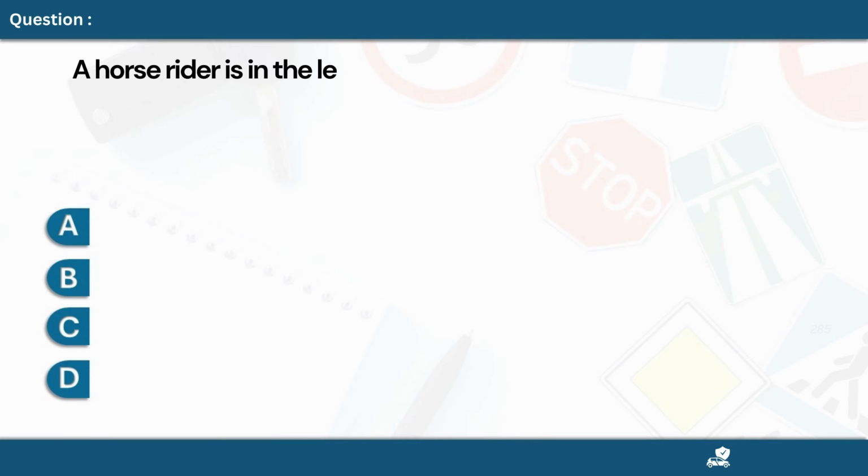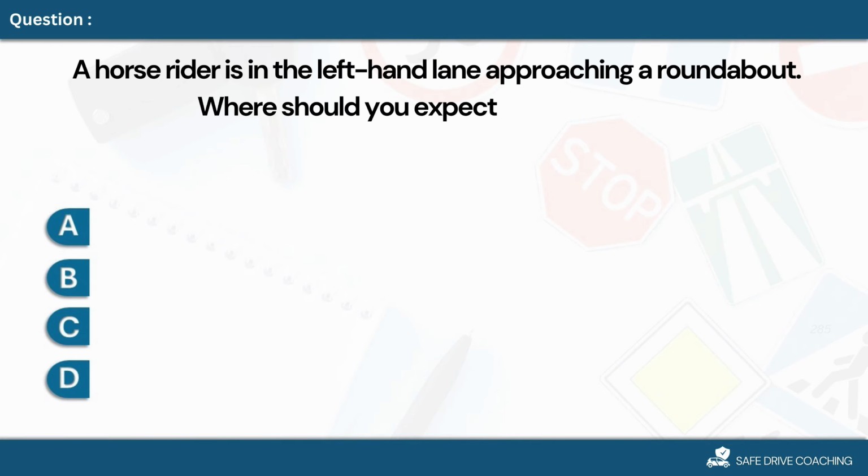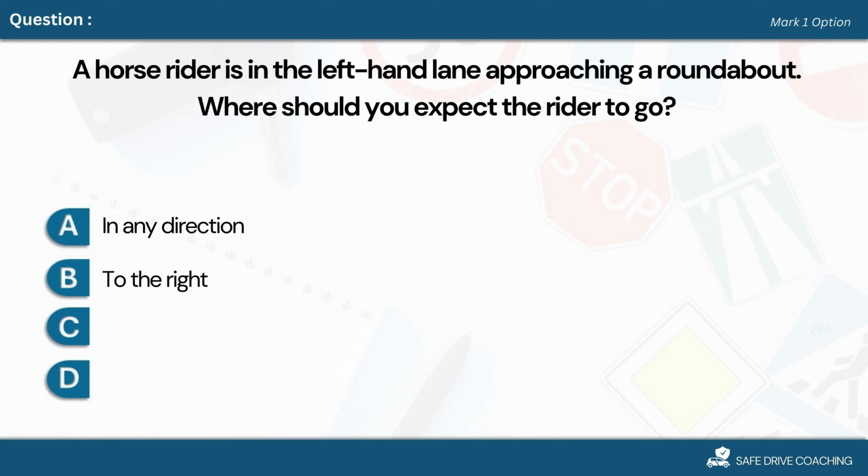A horse rider is in the left-hand lane approaching a roundabout. Where should you expect the rider to go? A. In any direction. B. To the right. C. To the left. D. Straight ahead. The correct answer is A. In any direction.